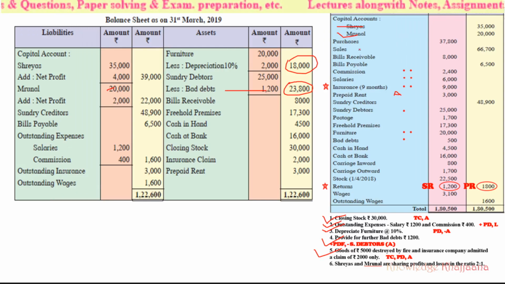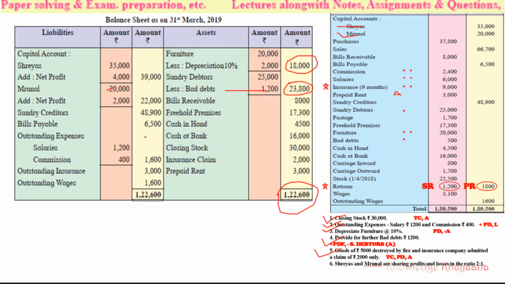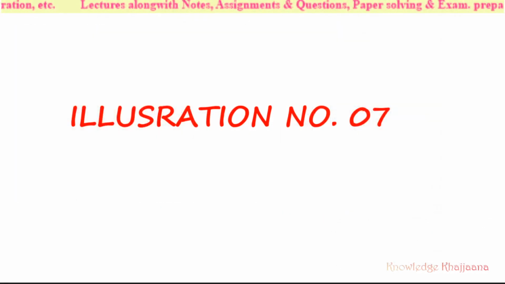Okay, so the total of the items on the asset side of the balance sheet is rupees 1,22,600, and the total of the items on the liability side of the balance sheet is the same, that is 1,22,600. Okay, all the things are matching. Very good. In this way we have completed illustration number 6. Okay, now let's see illustration number 7.